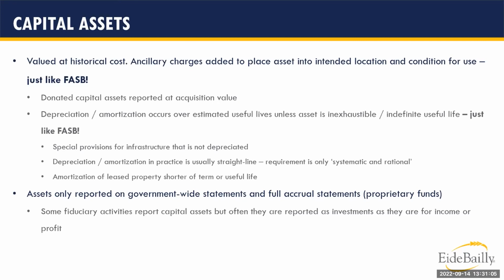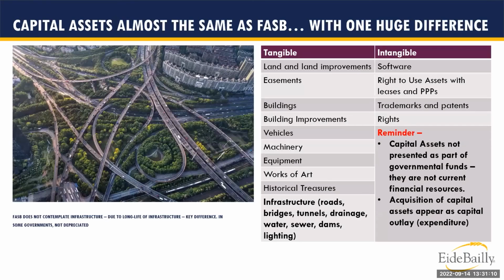Even depreciation and the amortization must occur just like a FASB entity. Now, many capital asset types are just like the FASB entity. We have copiers, we have buildings, we have land, all of these are valued at historical cost. But there's one major difference.